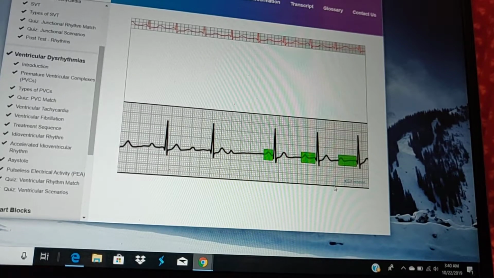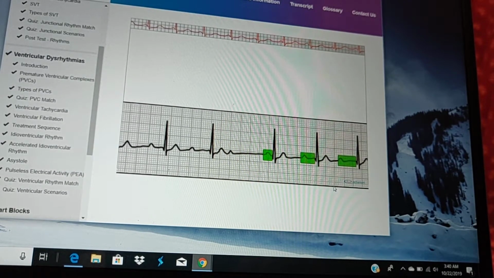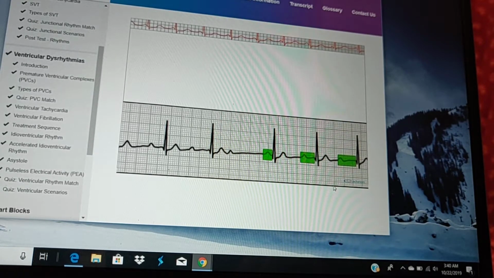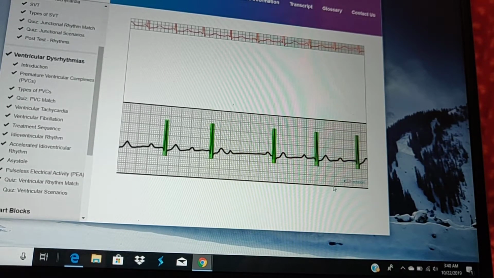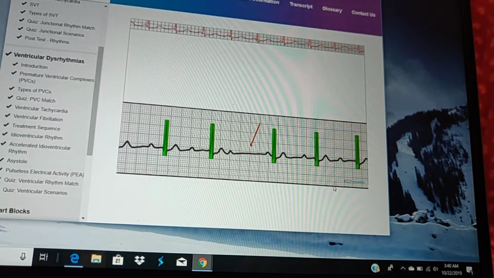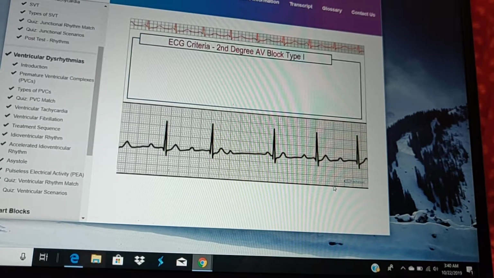The PR interval will therefore progressively lengthen. The impulses that are conducted travel normally through the ventricles, so the QRS is normal, although some may be dropped altogether. The ECG criteria for a second-degree heart block type 1 is as follows.